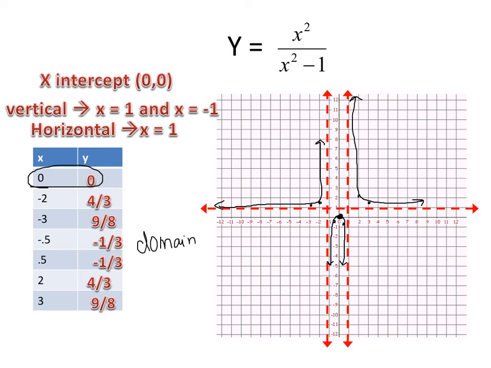So the domain is kind of crazy. X can be whatever it wants. So X can be an element of all reals, except X cannot be plus or minus 1, because those are the two vertical asymptotes. And for the range, Y can be an element of all reals, except Y cannot be 1. So very similar to what we were doing before, right?